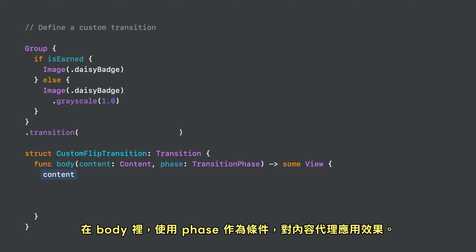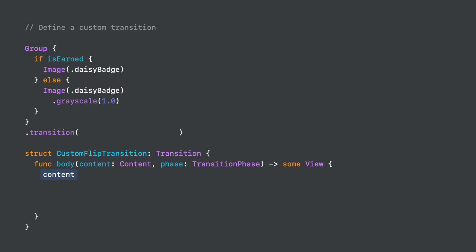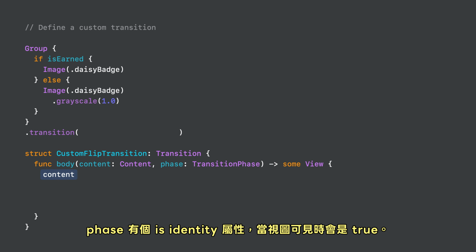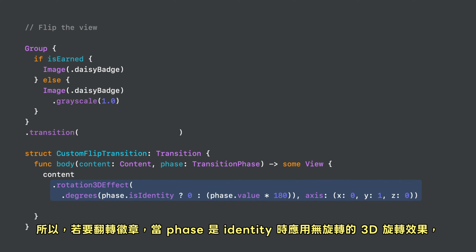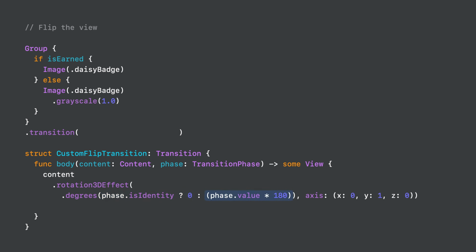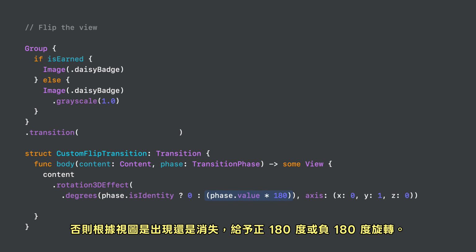Inside the body, apply effects to the content proxy using the phase as a condition. The phase has a property isIdentity that's true when the view is visible. So to flip the badges, apply a rotation 3D effect with no rotation when phase is identity, otherwise 180 degrees positive or negative, depending on whether the view is appearing or disappearing.